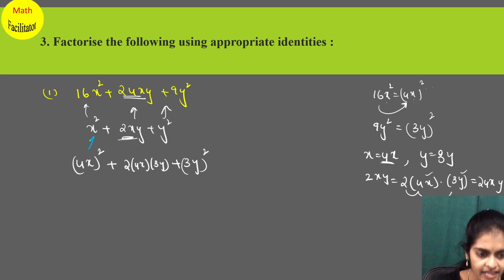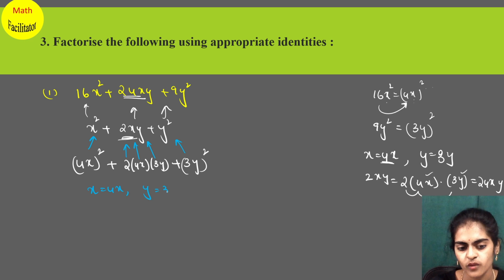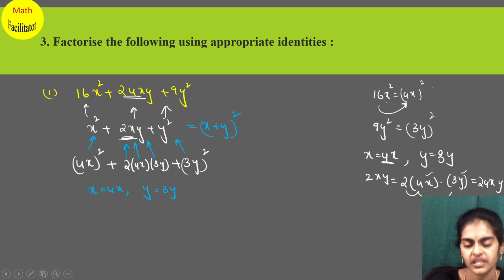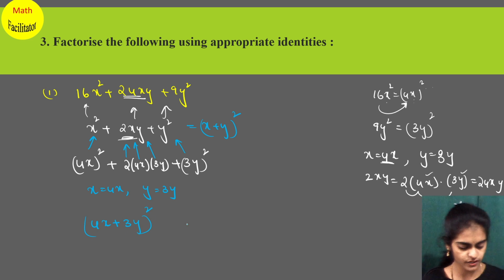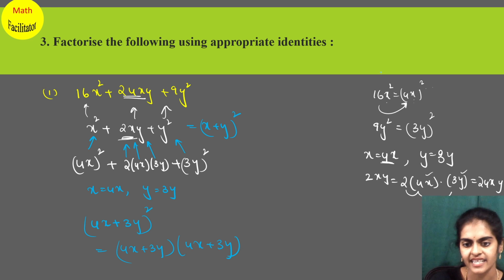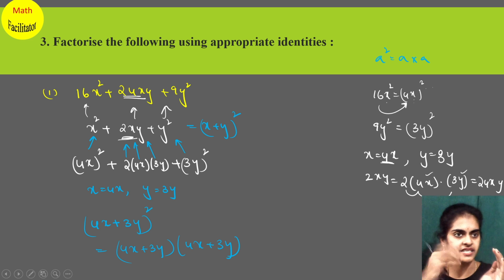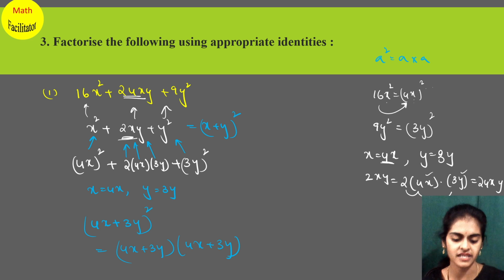See here, x square, 2 into x into y and y square. In the place of x you have 4x, in the place of y you have 3y. So I can write this as x plus y whole square. So this is nothing but in the place of x it is 4x plus in the place of y it is 3y whole square. Okay, so this is your final answer, or you can write this as 4x plus 3y into 4x plus 3y. Okay, a square you can write as a into a. So here also you can write 4x plus 3y whole square as 4x plus 3y into 4x plus 3y.